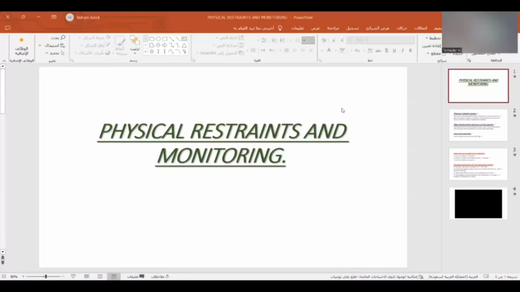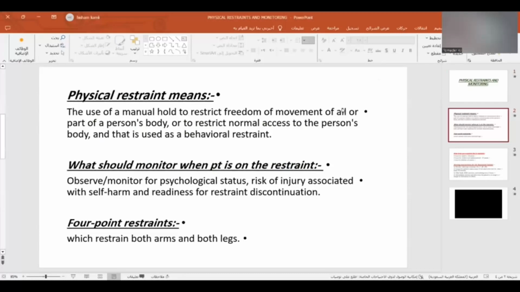Today we will talk about physical restraint and monitoring. Physical restraint means the manual hold used to restrict freedom of movement for all or part of the person's body, or to restrict normal access to the person's body, and that is used as behavioral restraint. What should we monitor when a patient is under restraint?